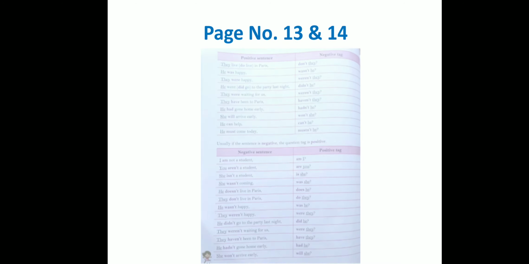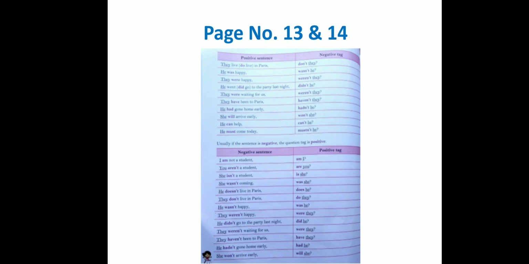This was on page number 13. Now I'll come to what you have on page number 14. You can also see this in the PDF that I have shared with you. Okay, here are some more question tags.